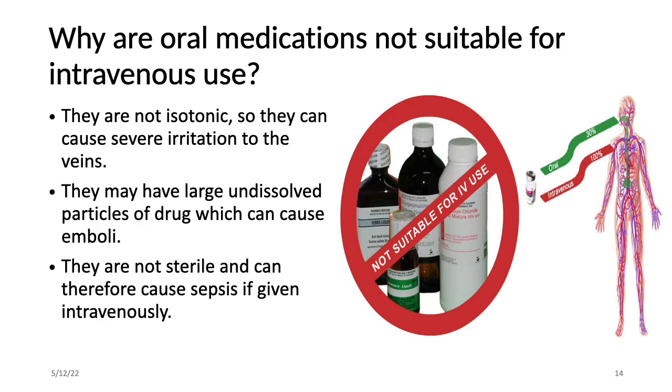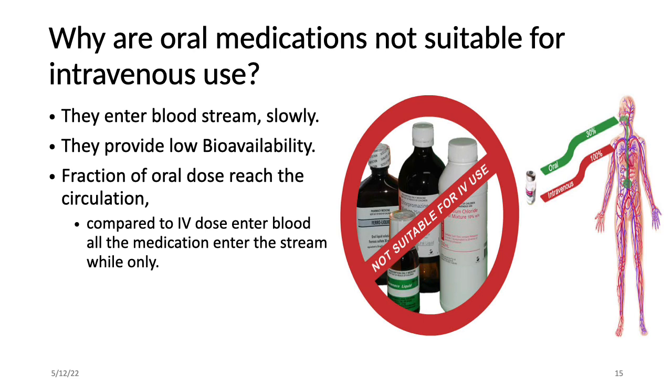Oral medications are not suitable for intravenous use. They are not isotonic, so they can cause severe irritation to the vein. They might have large undissolved particles of drug which can cause emboli, and they are not sterile and can lead to sepsis. Oral medications are usually intended to enter the blood slowly, and they have different bioavailability because they go through the liver and have a first pass effect, so only a fraction of the drug goes to the circulation. When you give an oral medication IV, you can give a large dose, and this can lead to severe consequences.